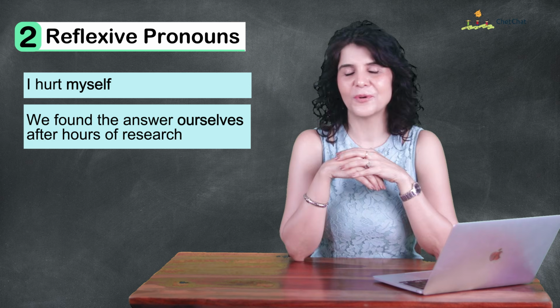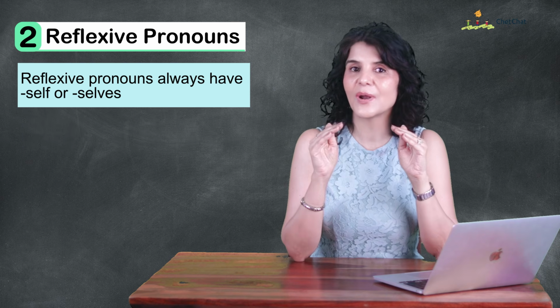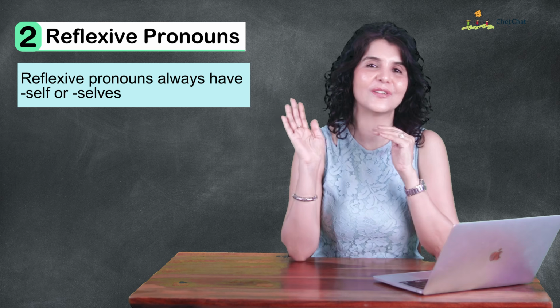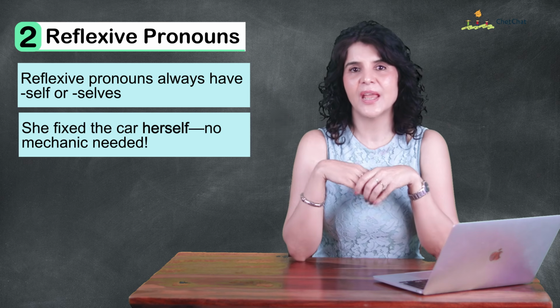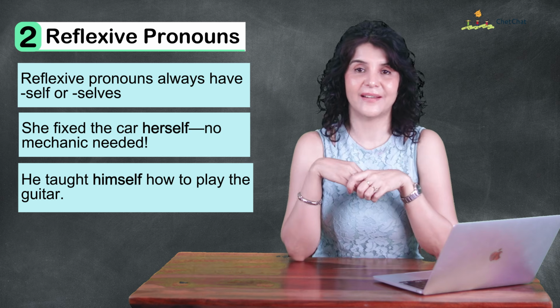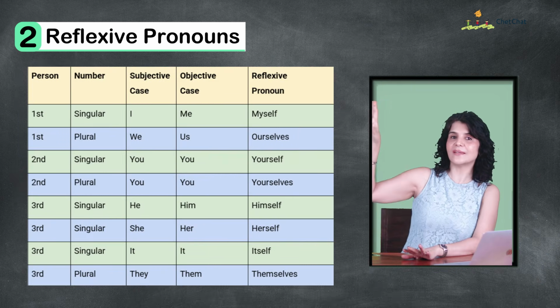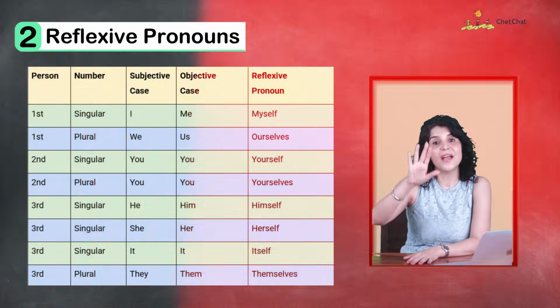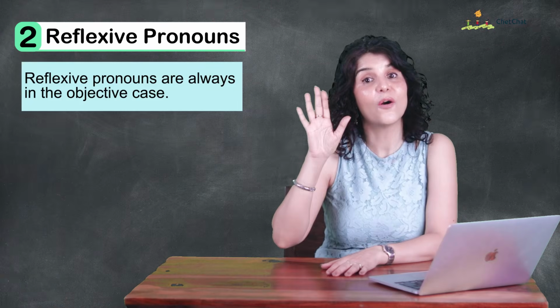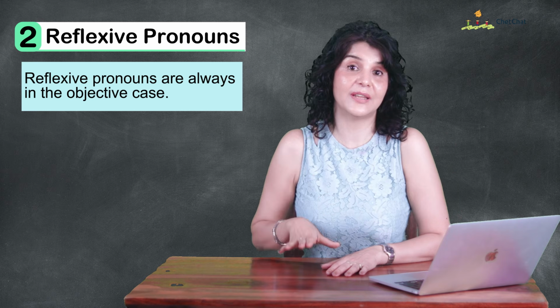We found it on our own. Reflexive pronouns always have self or selves. She fixed the car herself, no mechanic needed. He taught himself to play the guitar. Now let's see how our table of pronouns looks. Pause, take a screenshot. Reflexive pronouns are always in the objective case.